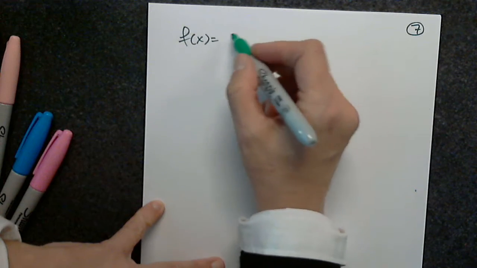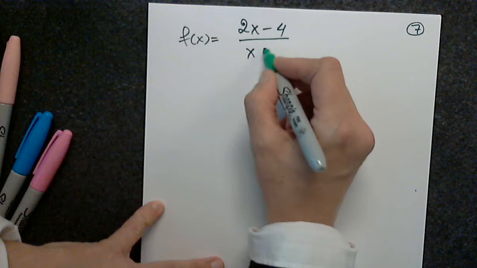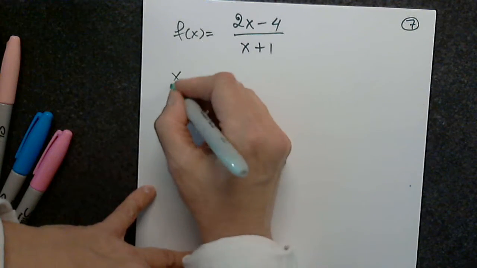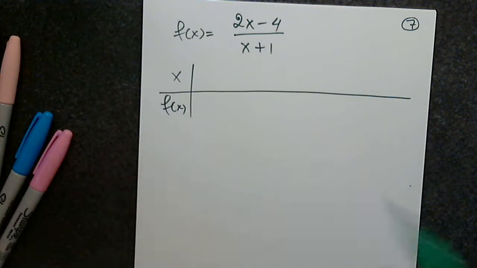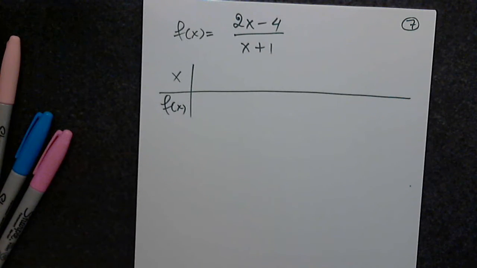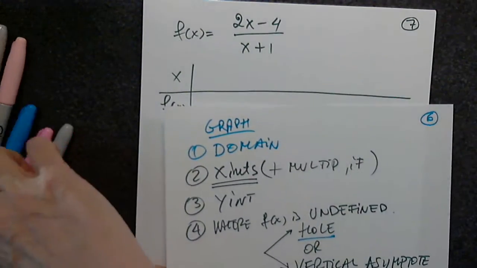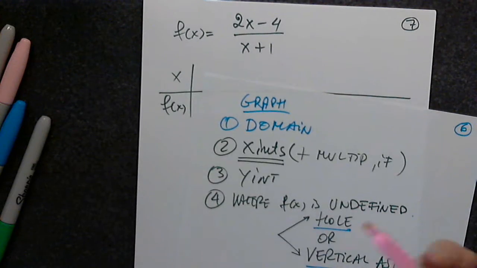So let's say 2x minus 4 divided by x plus 1. What type of function is it? Of course, it's a rational function. Yes, it's a rational function. So I'm crossing out or checking everything when we look at each and every item.